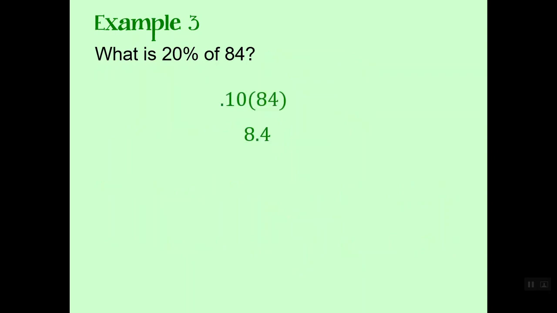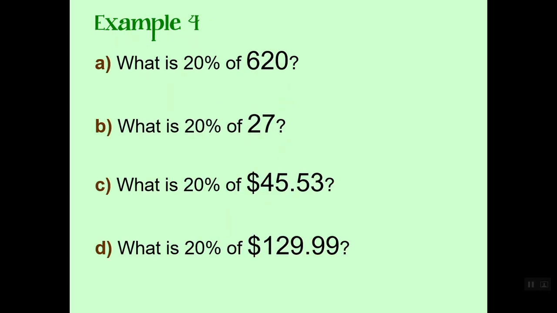First, we're going to take 10% and get 8.4. But we know that 20% of something is double 10%. So if we take 10% and get 8.4, then we're going to simply double that and get 16.8. So that's an easy way of doing 20% in your head. Take 10% and then double it.